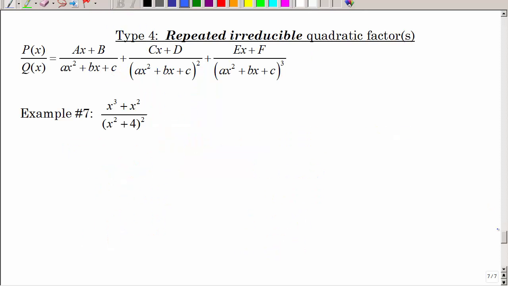Now we're going to look at the repeated irreducible quadratic factors. You don't usually run into these too often, but they do exist. So we're going to use it just like we did the repeated linear, in that you have to write it once, twice, maybe 3 times to go up to the power. So as you look at this, can you factor x squared plus 4? No, you cannot. It's quadratic because of the x squared. It's repeated because think about, what does x squared plus 4 squared mean? It means you have 2 of those. So let's do our setup.